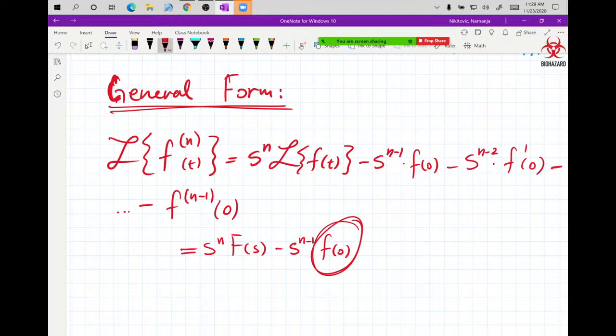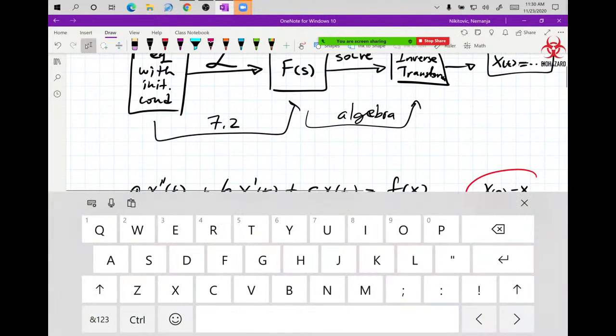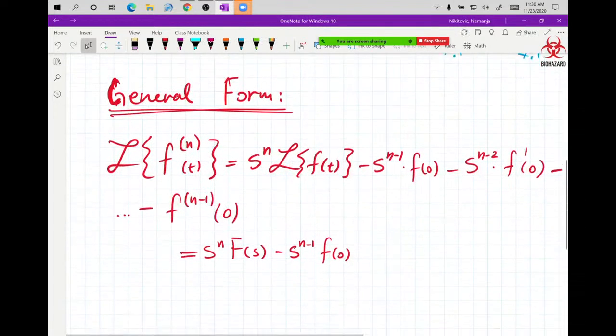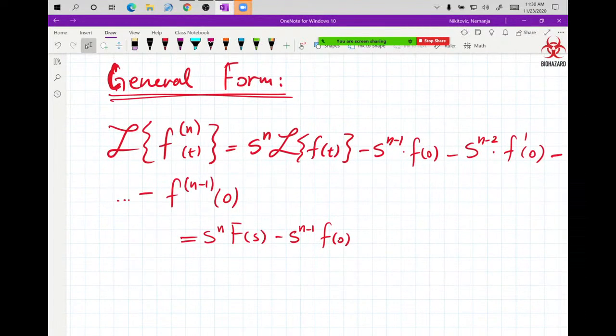Guys, this is your initial condition. This is your x0. This one. It's just a number, nothing special there. It looks bad, but it's actually a joke, which is why engineers love it. Minus s f to the n minus 2 at 0 minus f to the n minus 1 at 0.